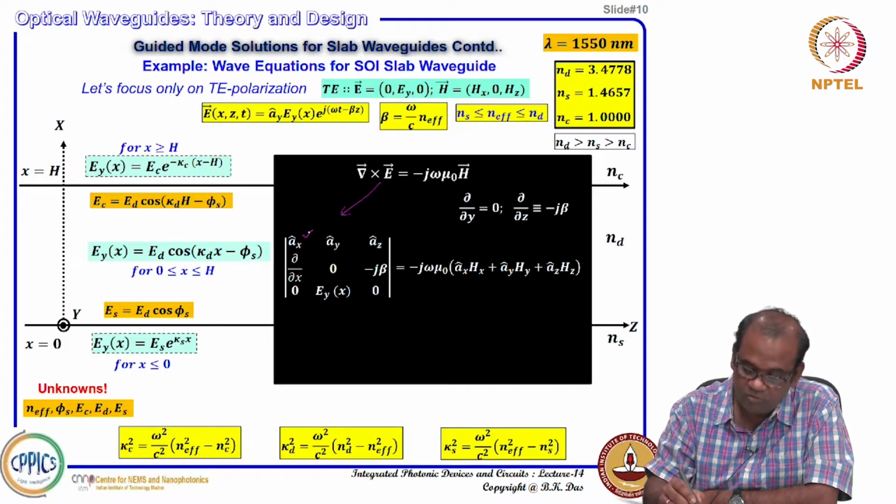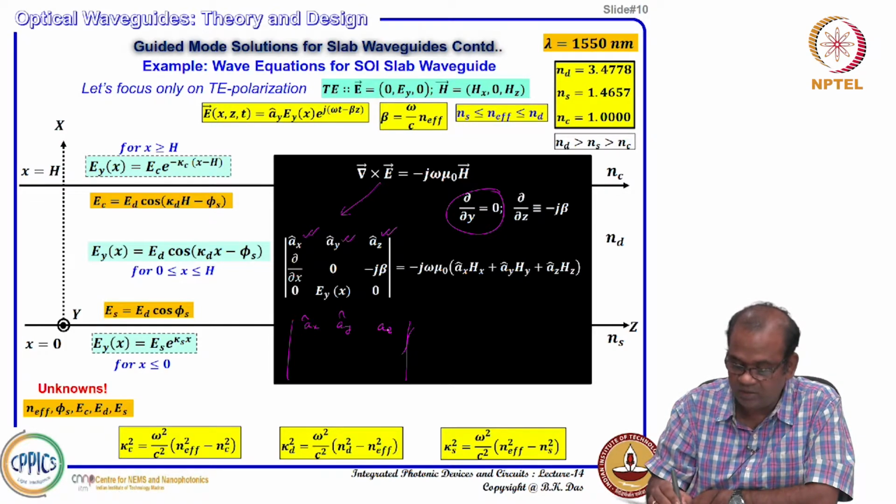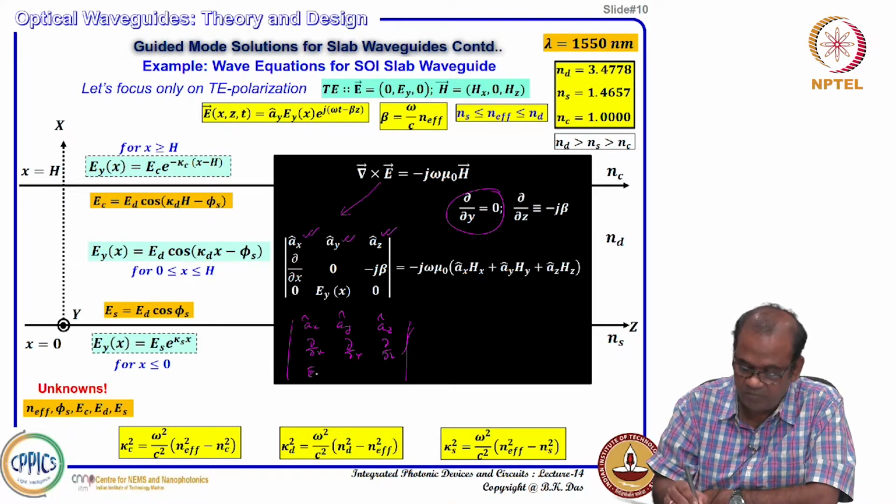So, this is your unit vector along x direction, unit vector along y direction, unit vector along z direction, and then del del x, del del y equal to 0 I put here, and del del z minus j beta. So, basically in principle you should be writing like this: curl, a x, a y and a z, and it should be del del x, del del y, del del z, and then it should be e x, e y, e z.